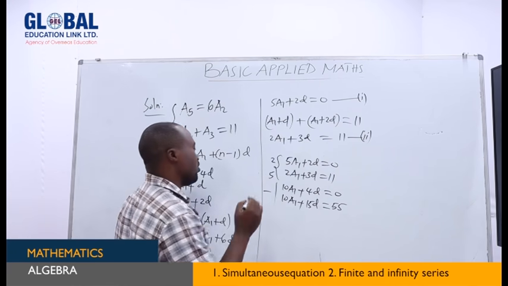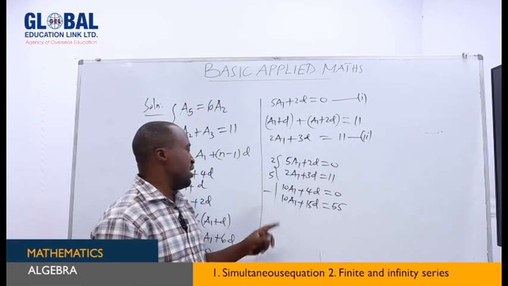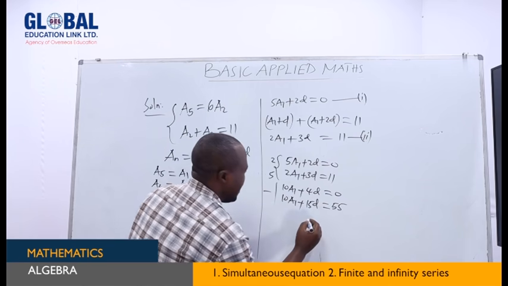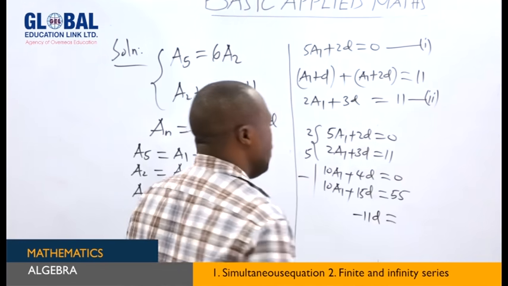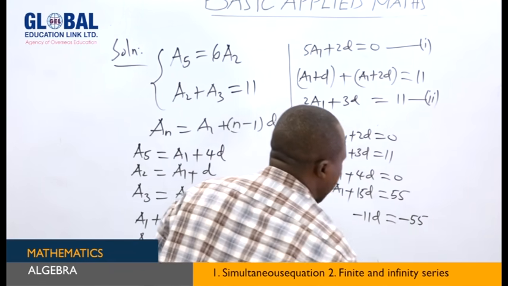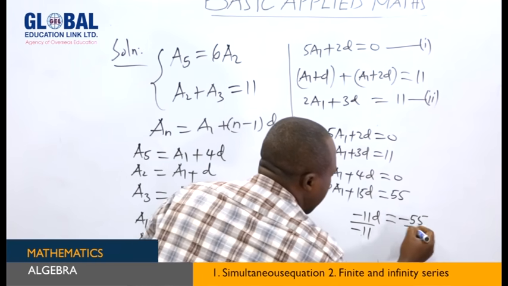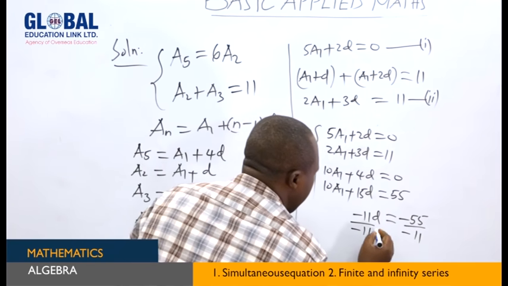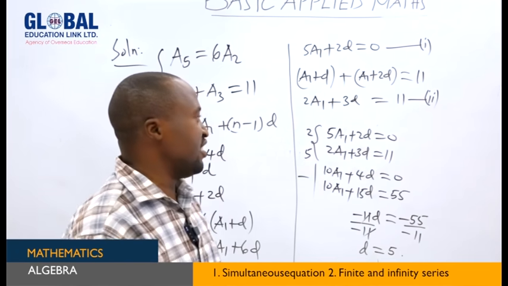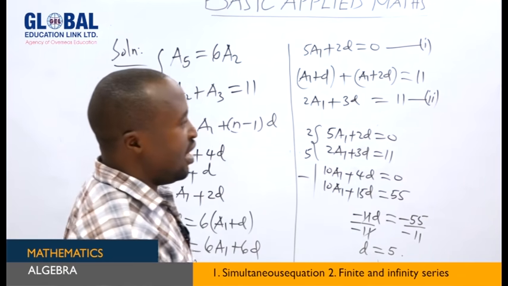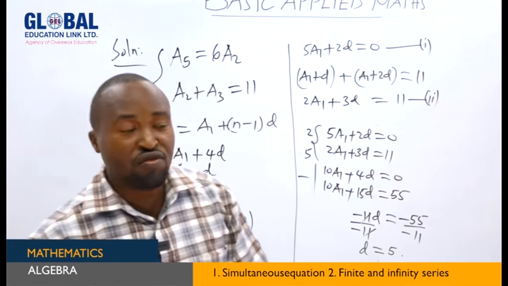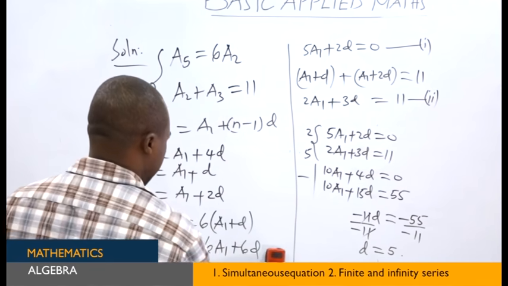Now, we have numbers which are the same. These numbers are positive, so we subtract: 10a1 minus 10a1, that is 0. Again, we have 4d minus 15d, that is negative 11d, which is equal to 0 minus 55, that is negative 55. So divided by negative 11, now we have d is equal to 5. So we have the common difference. Now, what about the first term? We just choose either equation 1 or equation 2. It's going to give you the first term.